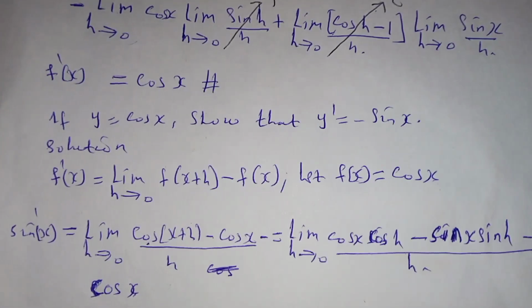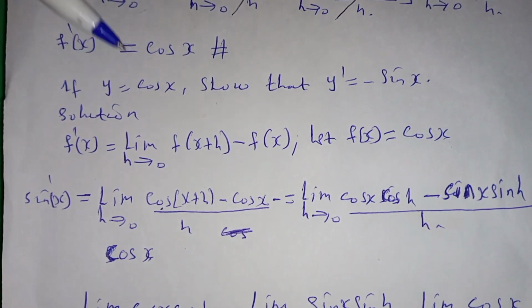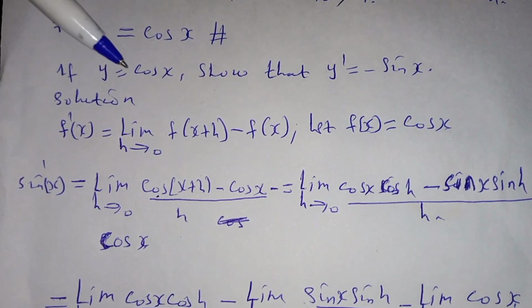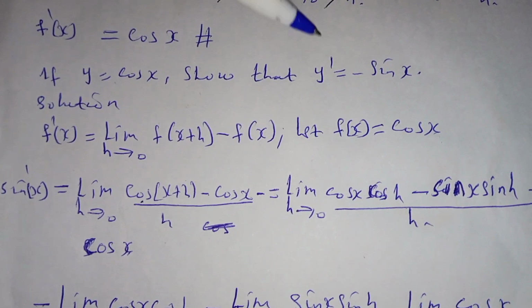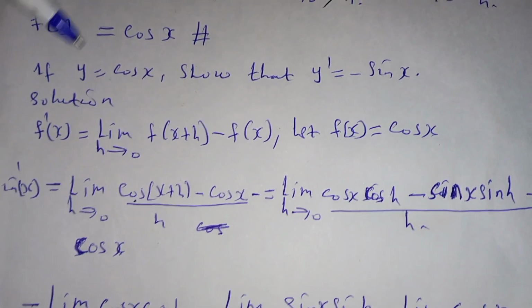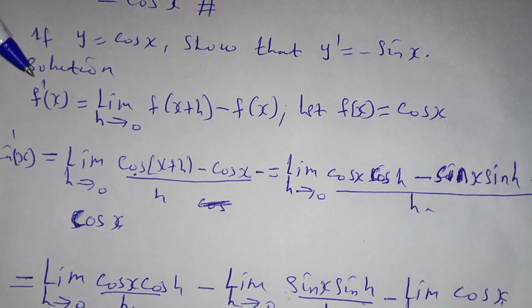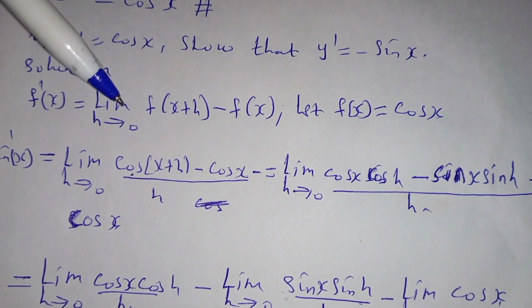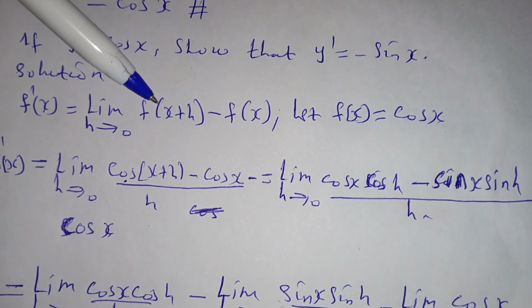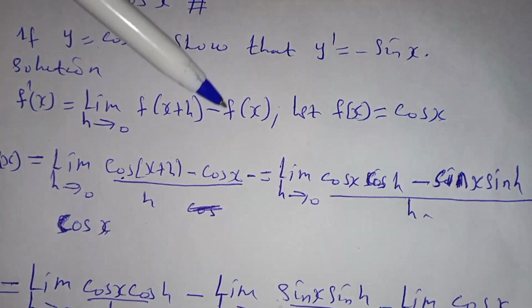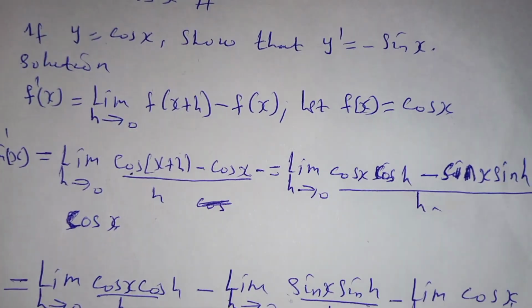Secondly, we want to show that the derivative of cos x with respect to x is equal to negative sin x from the definition of derivative. So the derivative of function f(x) is given by the limit as h tends to 0 of f of x plus h minus f of x. Here we let function f(x) be equal to cos x.